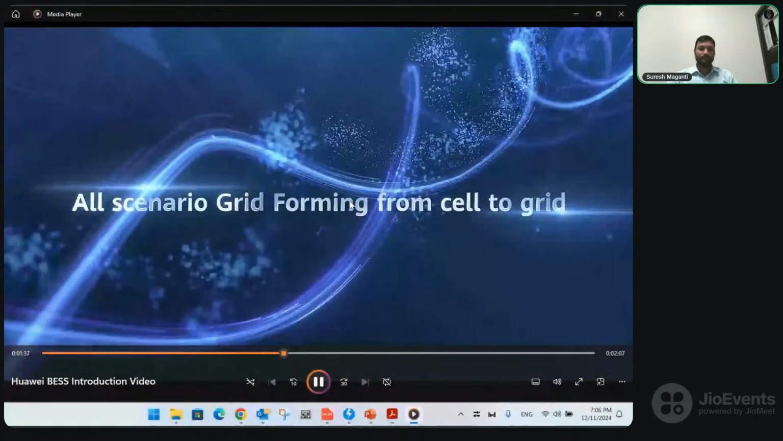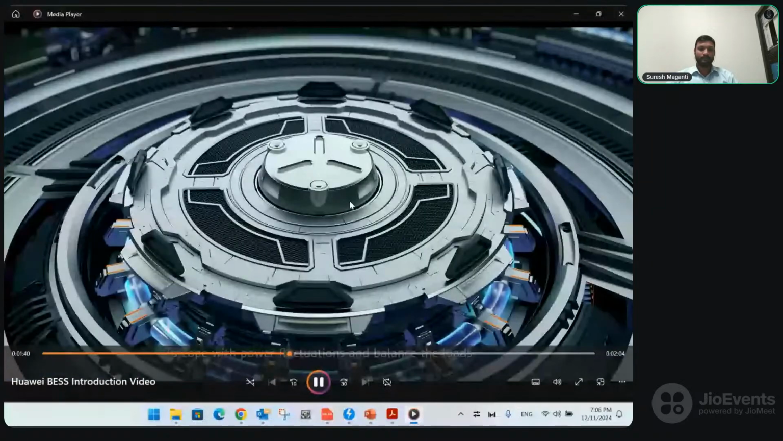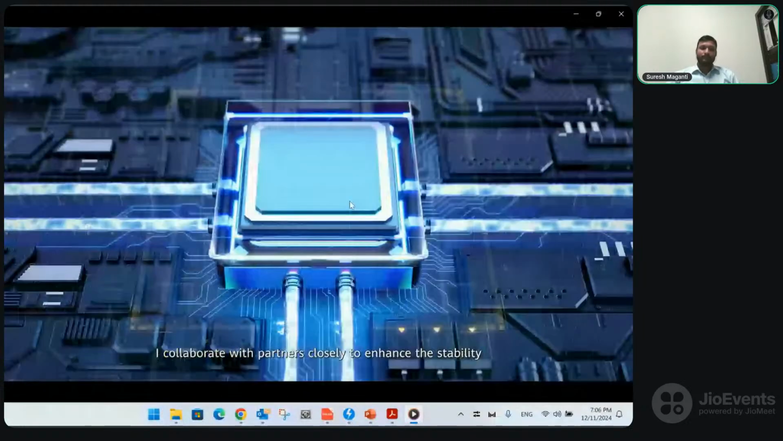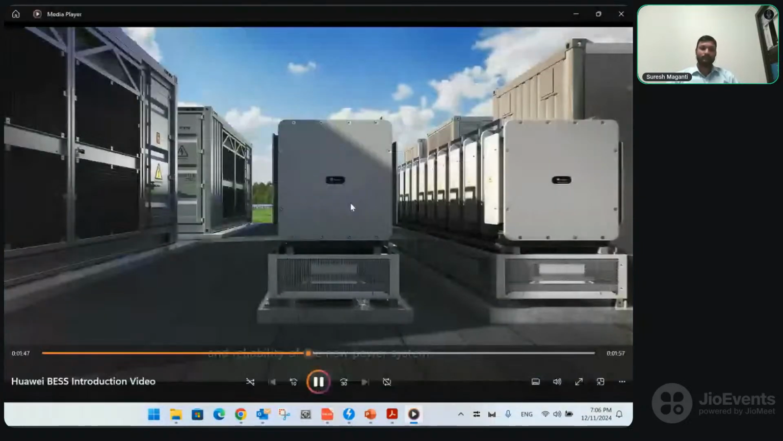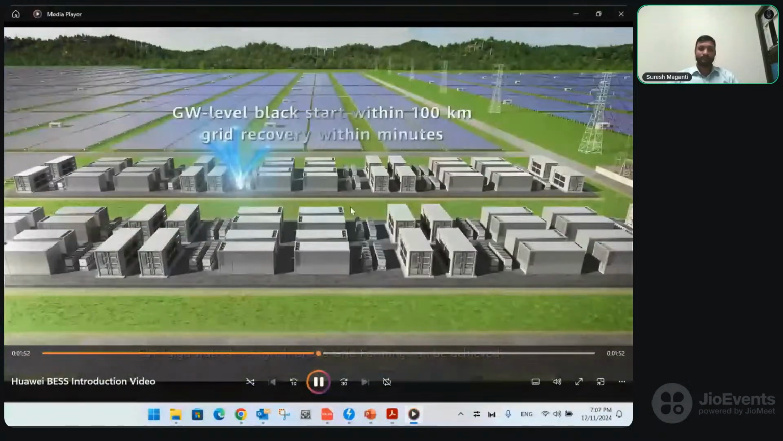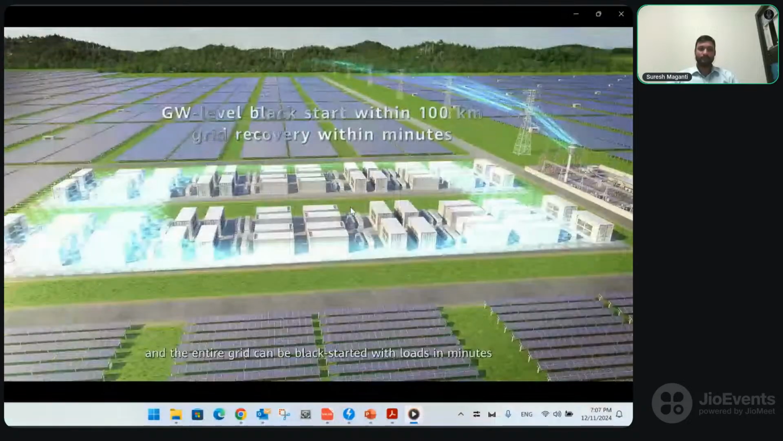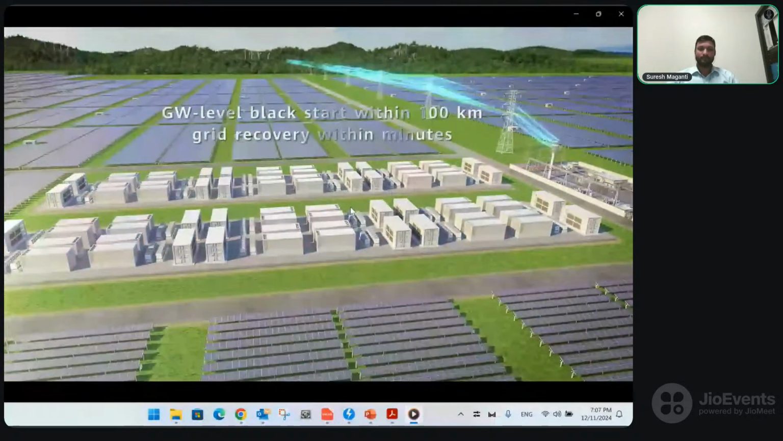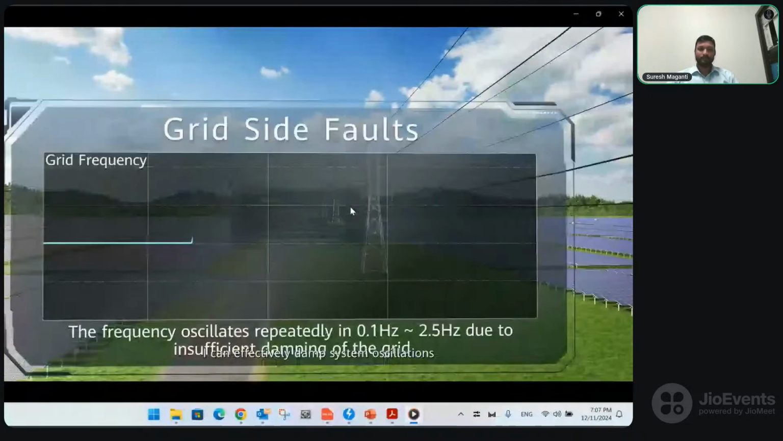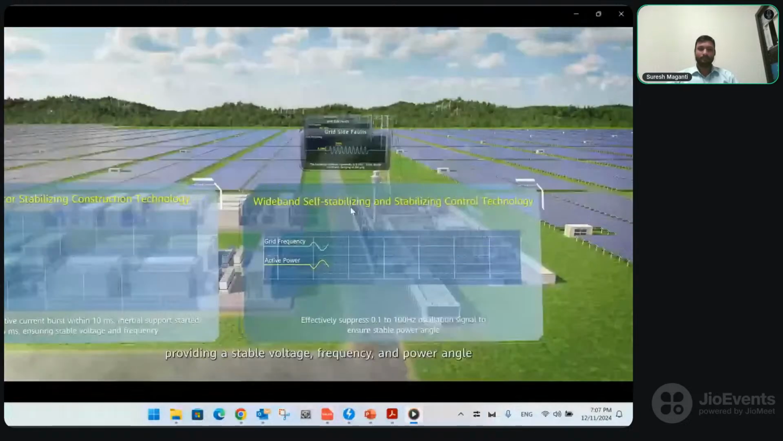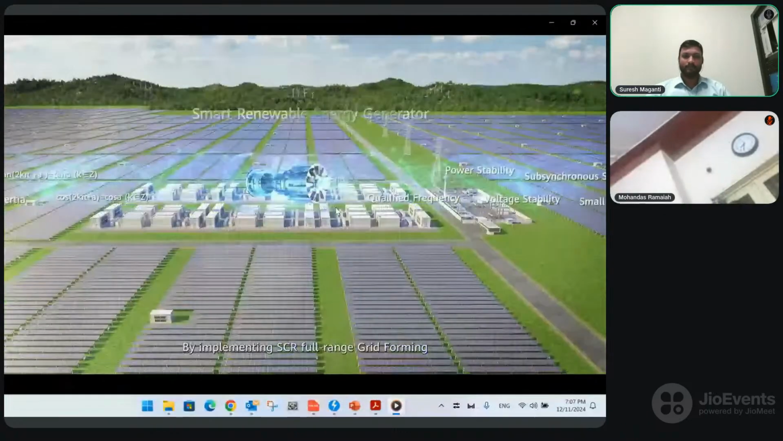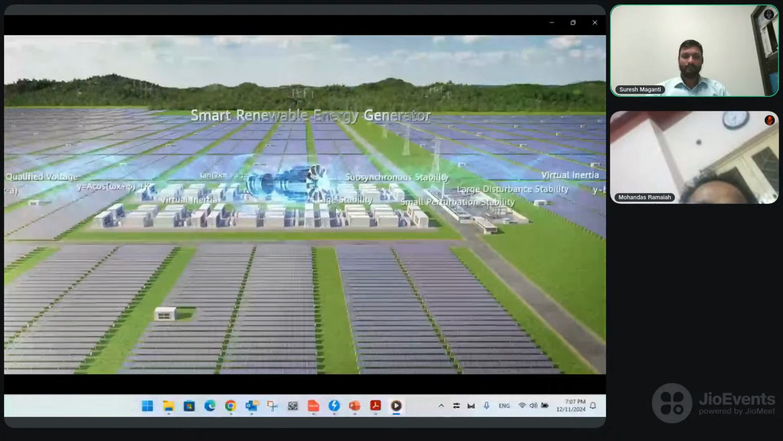To cope with power fluctuations and balance the loads, I collaborate with partners closely to enhance the stability and reliability of the power system. Thanks to grid forming technology, gigawatt level synchronous grid forming can be achieved, and the entire grid can be black started with loads in minutes. By rapidly responding to voltage and frequency changes, I can effectively damp system oscillations, providing a stable voltage, frequency, and power angle. By implementing SCR full range grid forming, I consolidate the foundation for native stability.